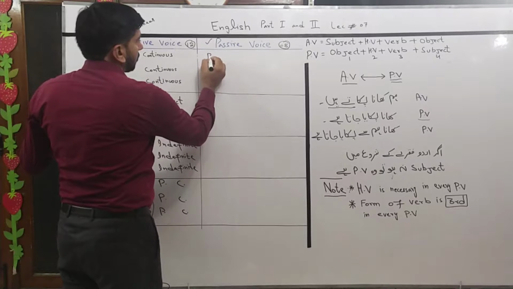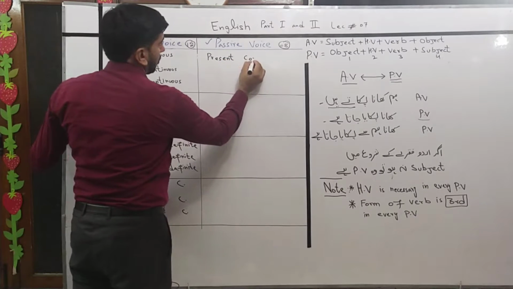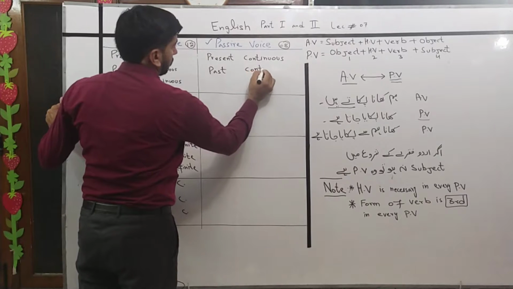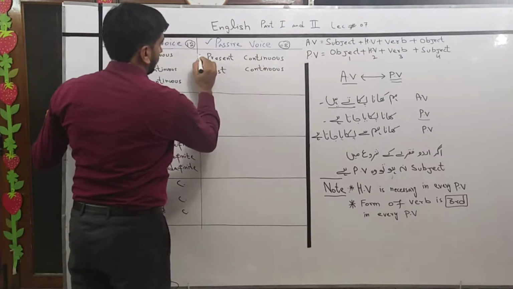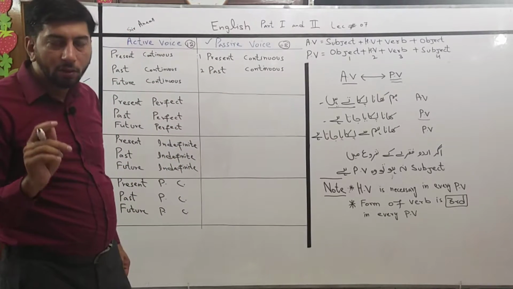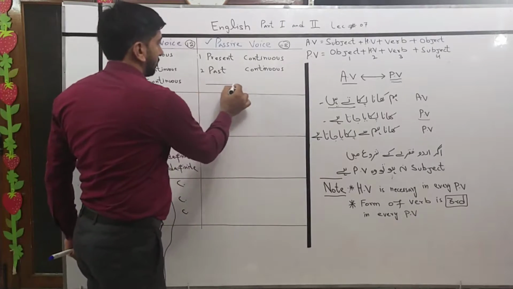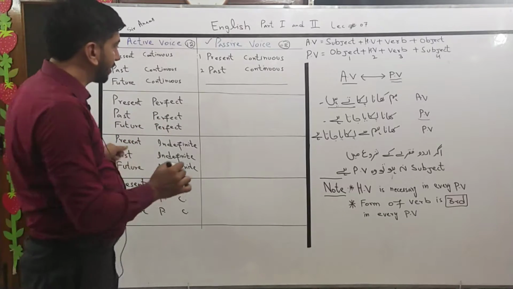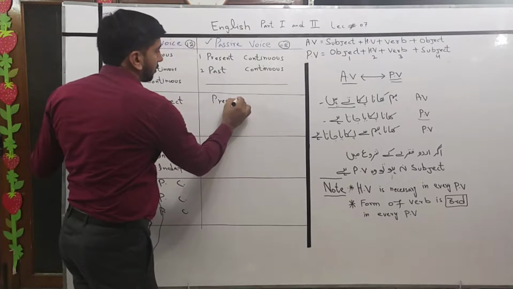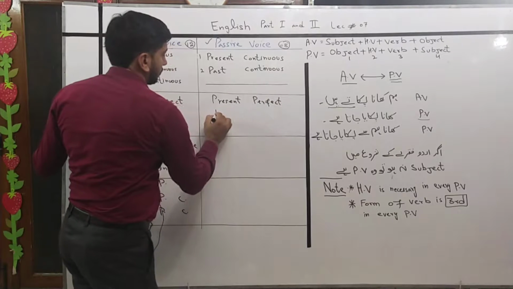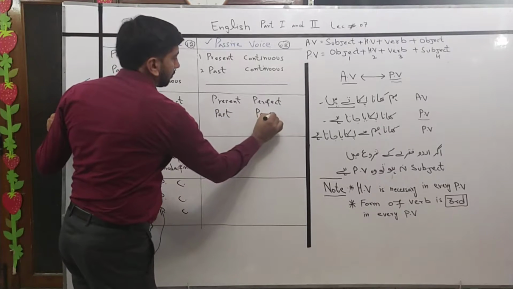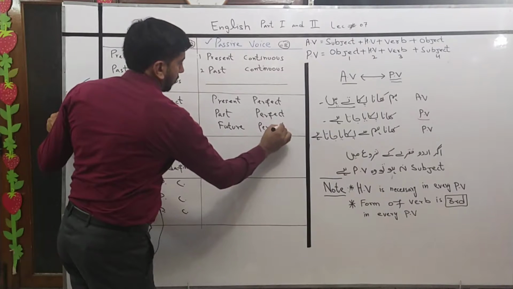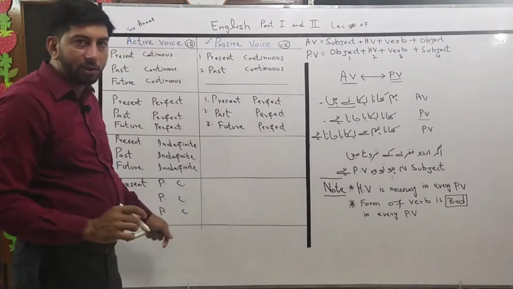First two continuous, you people will have to remember no future continuous in passive voice tenses. Only initial two continuous, all three perfect, all three indefinite. Present perfect, past perfect, future perfect. This will be a trial for you people. You will have to judge.